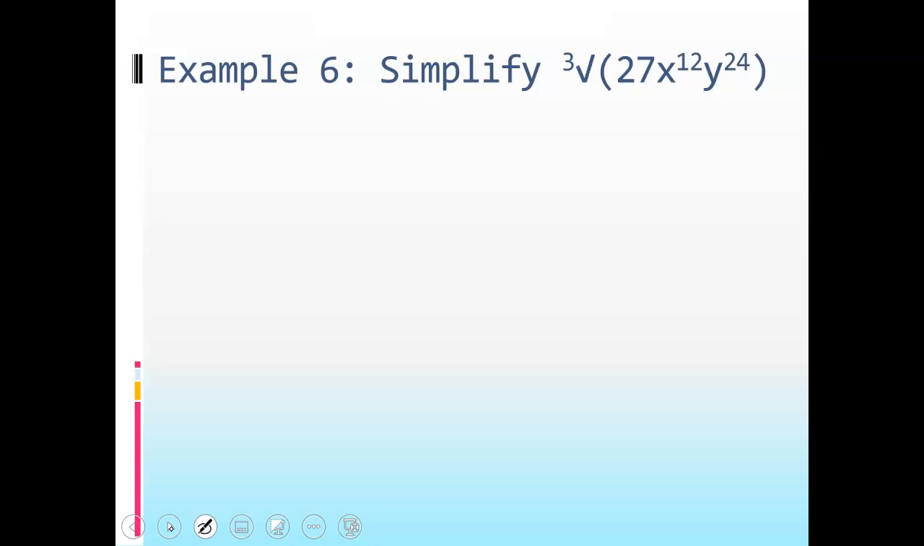What's the cube root of 27? What's the cube root of 27? 3. 3 times 3 times 3 is 27.